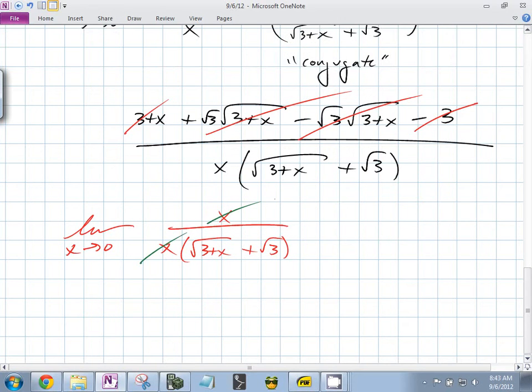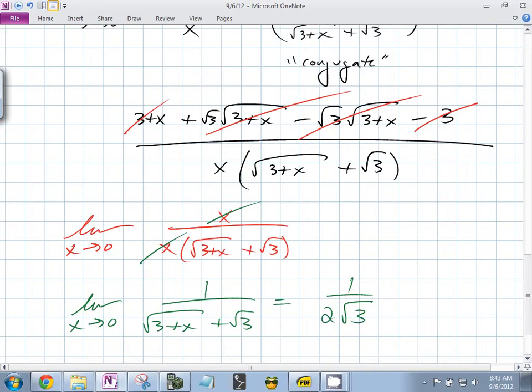Is that exactly what you were looking for? So this limit is now the same. You end up with 1 over the square root of 3 plus x plus root 3. What do you end up with? 1 over 2 root 3. And if you wanted to rationalize the denominator, which you don't absolutely have to do, you end up with root 3 over 6. There it is. This is kind of just a cheap trick. That's it.